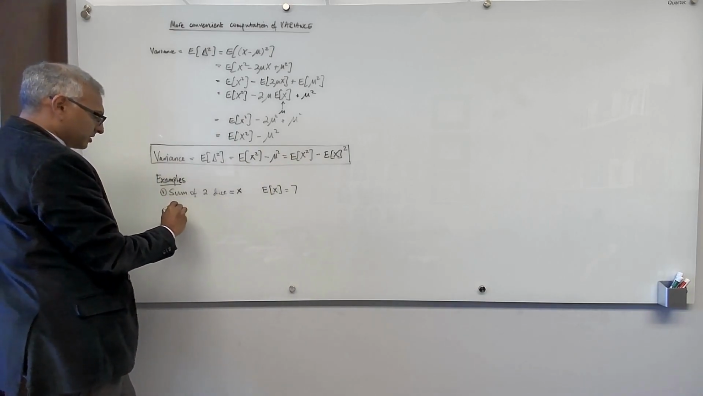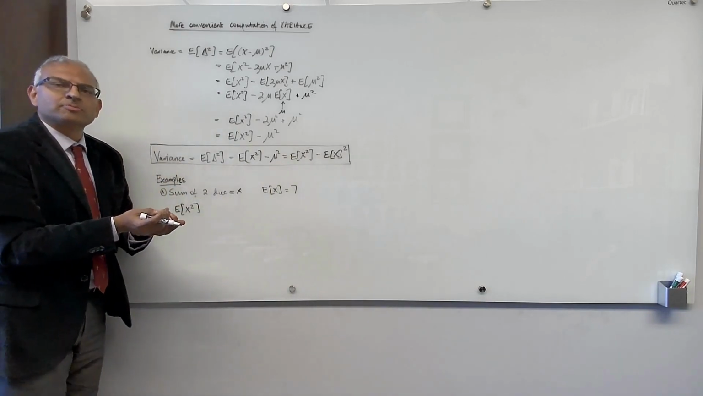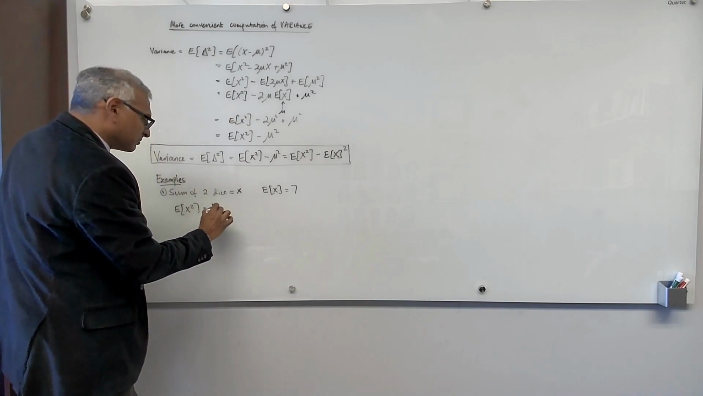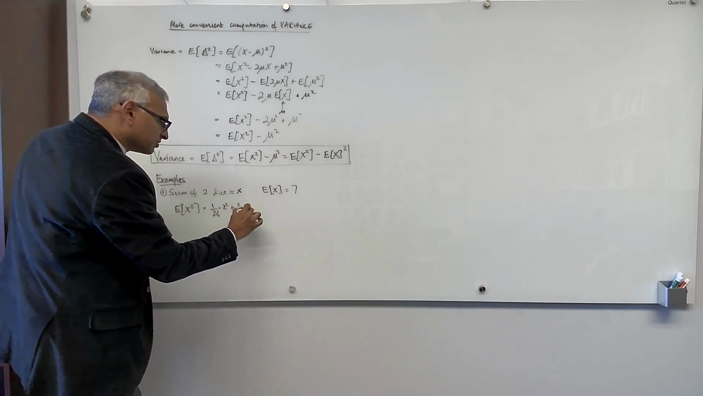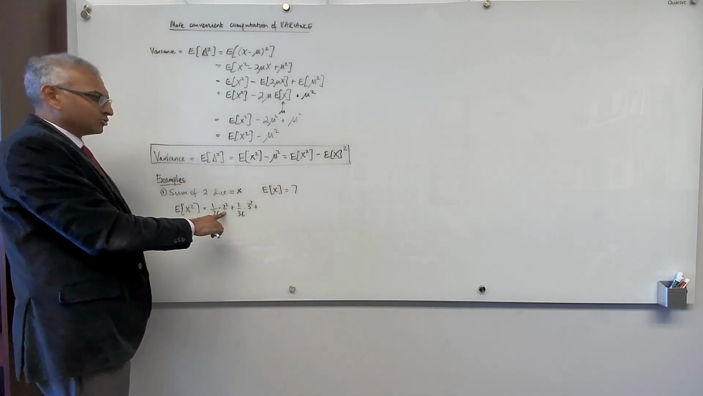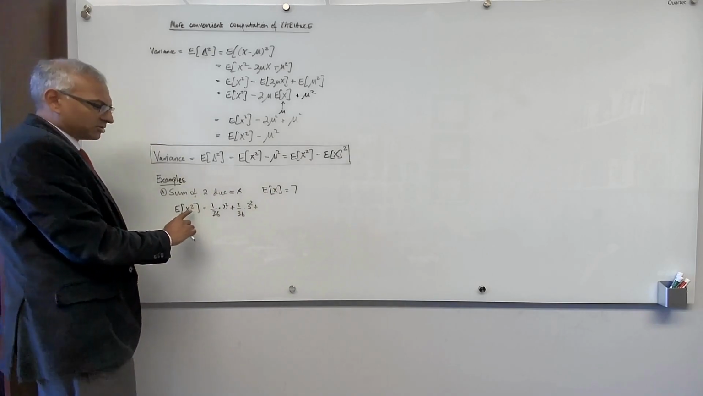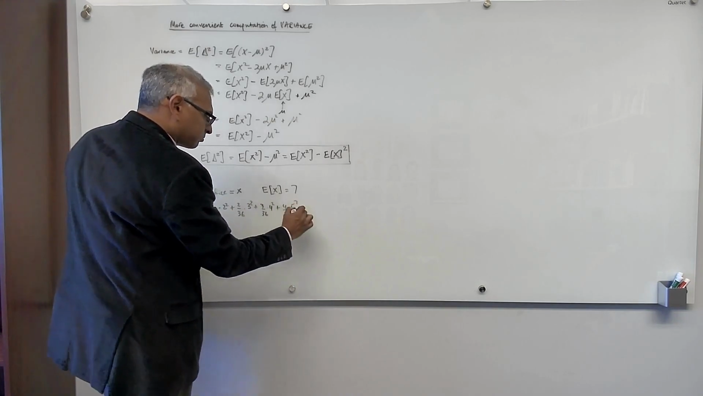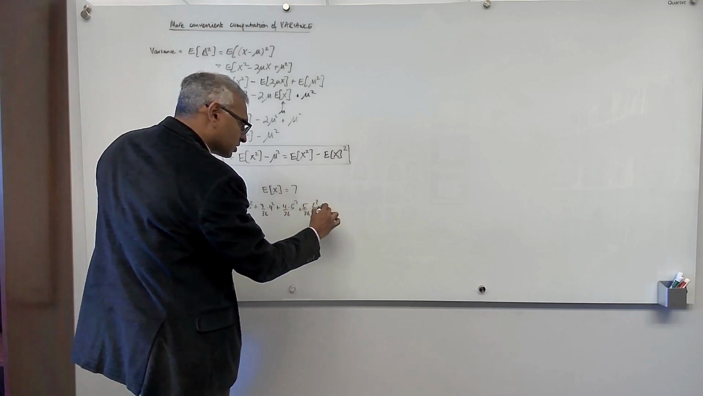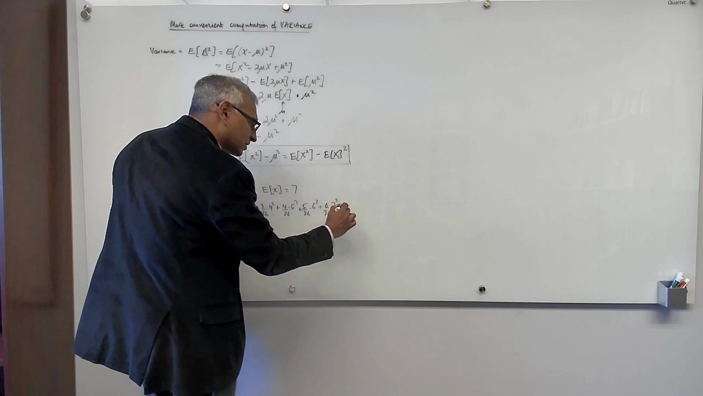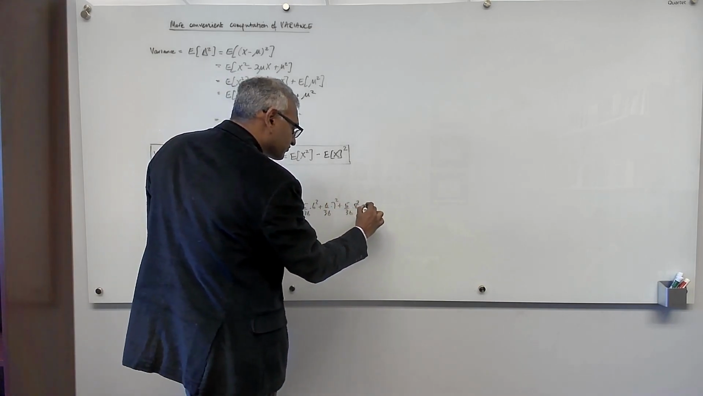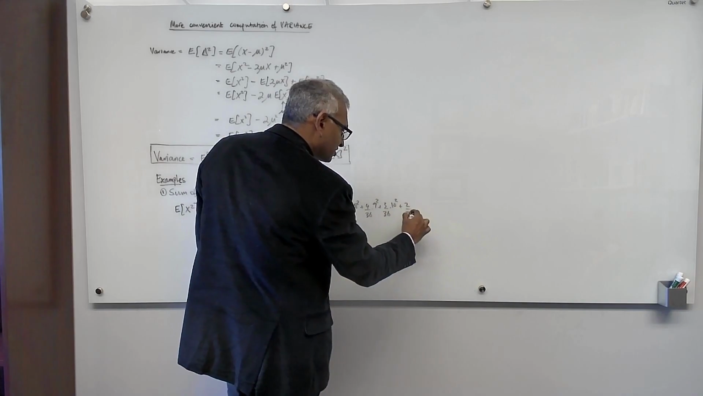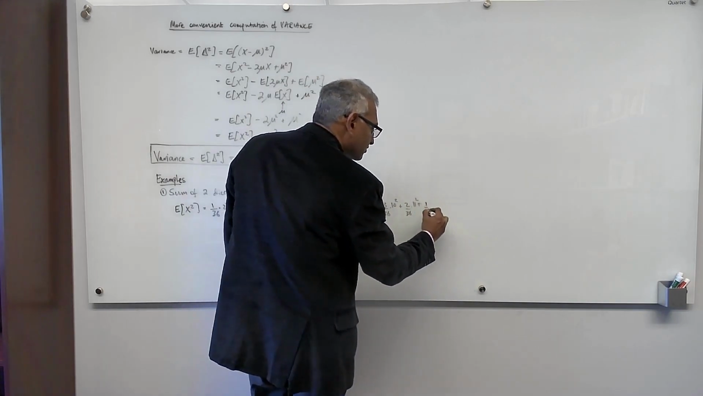Okay, so now to use this formula for the variance, we have to compute the expected value of x squared. So you take the squares of the possible values, weight by the probability of that possible value, and add. So this is equal to 1 over 36 times 2 squared, because that's the possible value 2 for the random variable, and we're computing the square, plus 2 over 36 times 3 squared plus 3 over 36 times 4 squared plus 4 over 36 times 5 squared plus 5 over 36 times 6 squared plus 6 over 36 times 7 squared plus 5 over 36 times 8 squared plus 4 over 36 times 9 squared plus 3 over 36 times 10 squared plus 2 over 36 times 11 squared plus 1 over 36 times 12 squared.